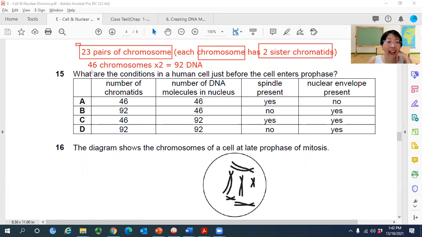I thought I was muted because I pressed the mute button, but never mind. Luckily I didn't. So understand 23 pairs means times 2, pair.